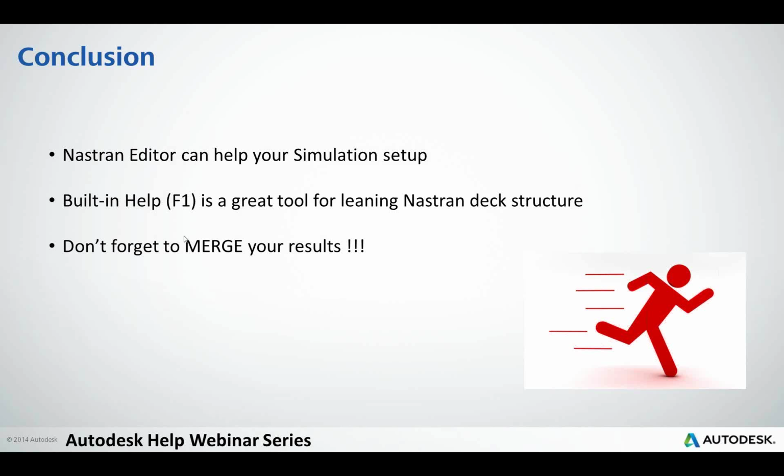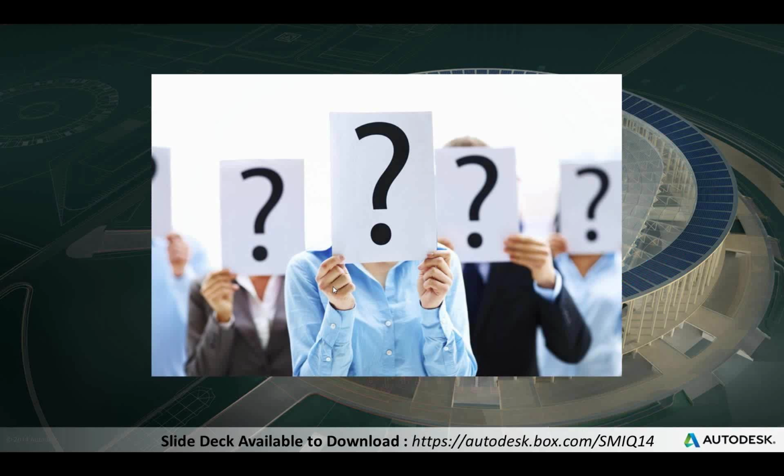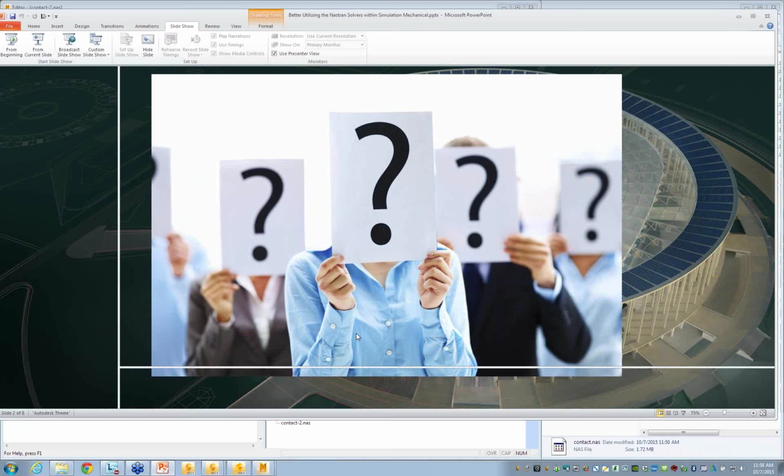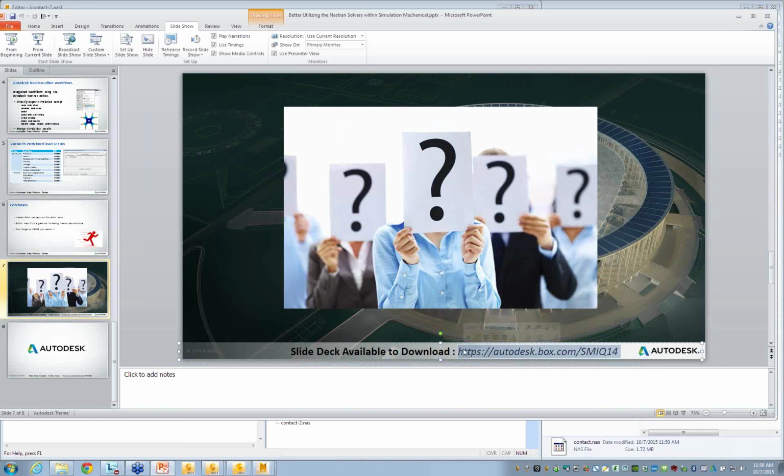And then we talked about, once we have the results, the FNO file from a Nastran Editor run, merging those FNO files back into Simulation Mechanical to do post-processing on our results. And we covered how the results that we get from Nastran runs, if we edited the deck, will be different than our setup in Simulation Mechanical, and therefore we have to be very careful with our reporting. There's a quick bug in my slide deck. This link is incorrect.